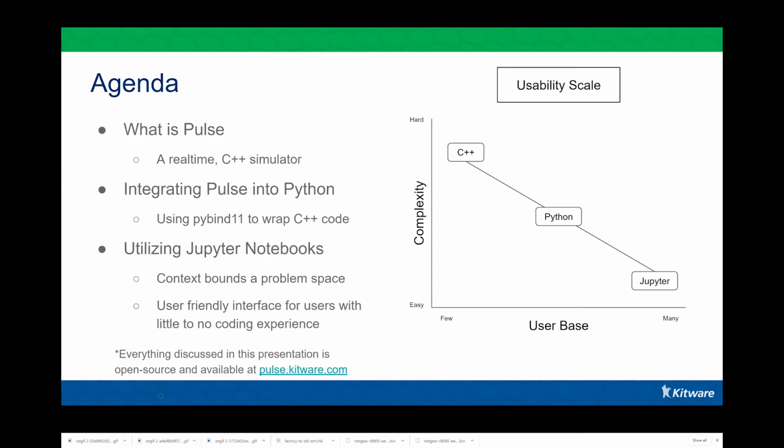Exposing it through Python lowers that complexity. Python is really easy and user-friendly for a broader audience. So wrapping Pulse in Python is really beneficial to expand our user base. And then integrating it into Jupyter Notebooks really gets us a wider audience because we can bound a problem, we can walk it through, we can create a nice interface and really expose our library into an application setting and expand our base. Everything that I'm going to talk about today is open source and available at pulse.kitware.com.